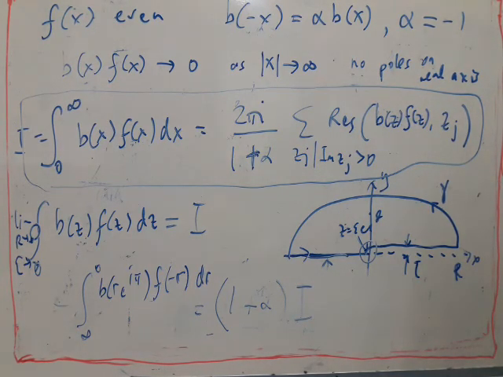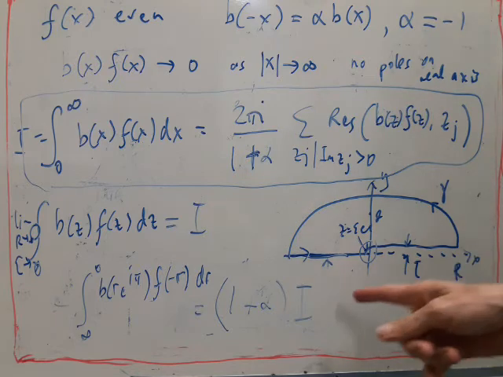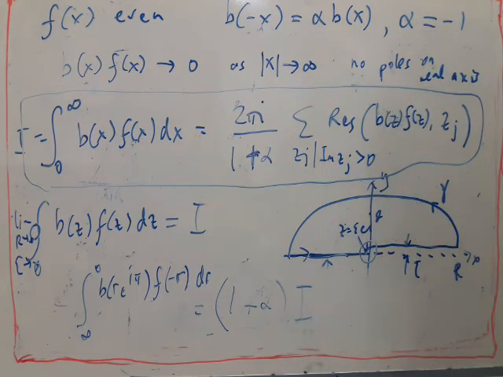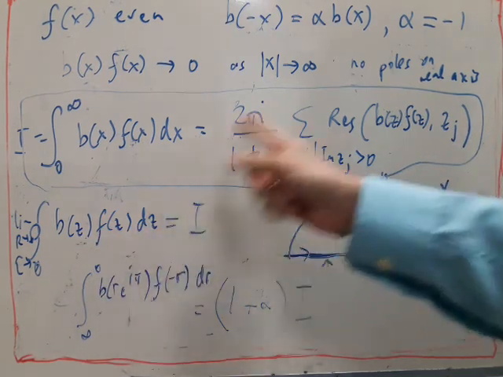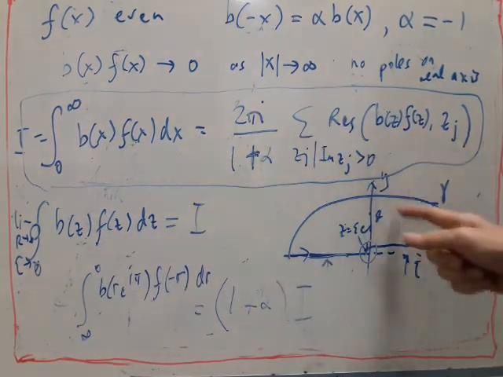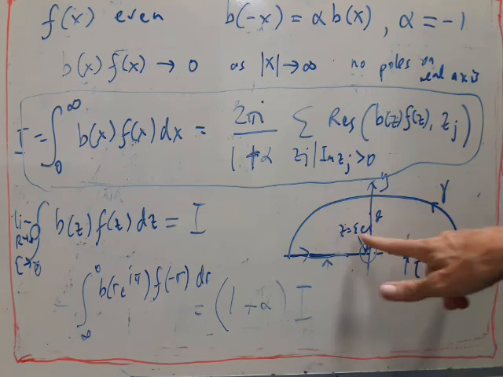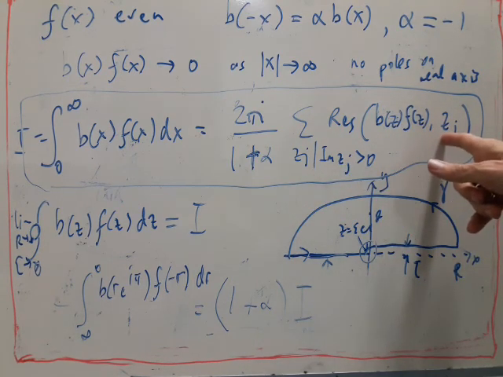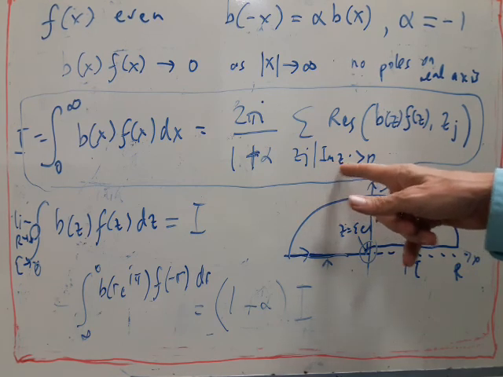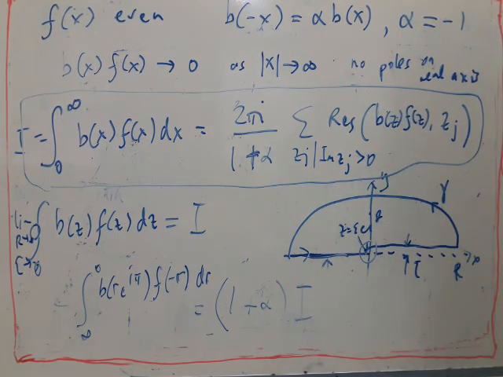So basically that's all I need now to show this result, because as always, by the residue theorem, this is just 2 pi i times the sum of the residues inside the contour, which are basically, as R goes to infinity, any residues of poles which are above the real axis.